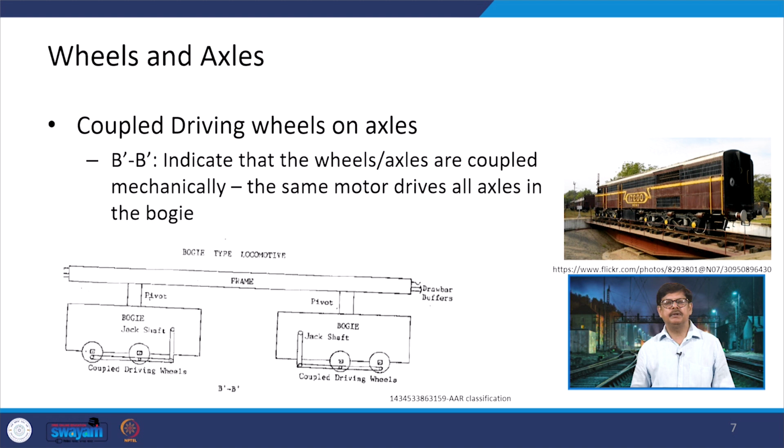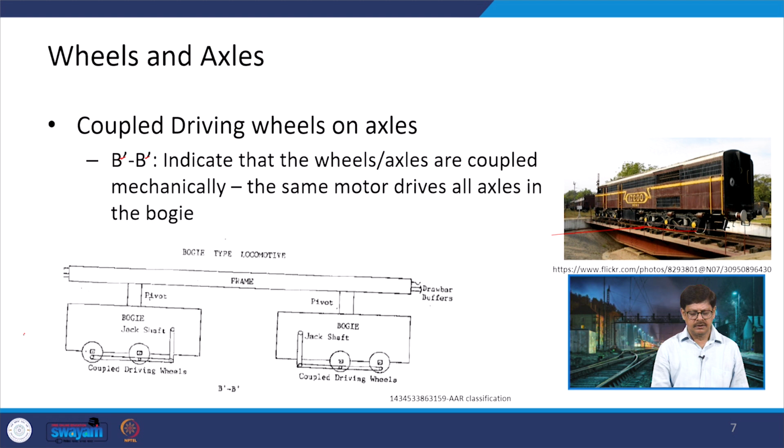In the case of coupled driving wheels on axles, we said that we are going to provide this dash with that. So, it is B dash B dash. What does that mean? It indicates that the wheels or axles are coupled mechanically and the same motor is giving the power to all those axles which are being placed in the bogie. So, if we see on the other side that this is a coupled system being provided and this coupled system are getting the power from the same power unit, and that is how it will move.